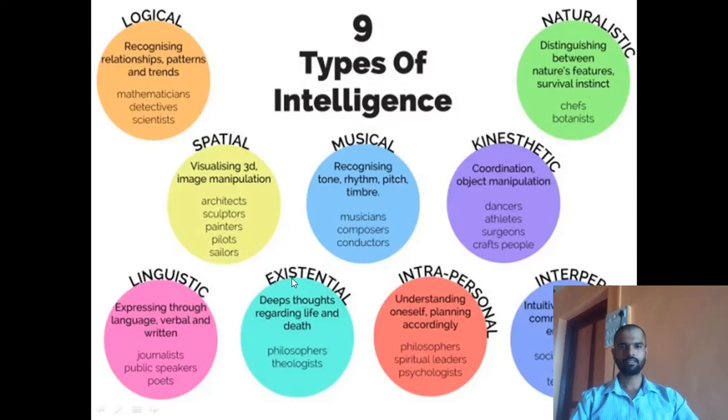Example is journalist. Next type is existential. It means deep thought regarding life and death. Examples are philosophers, theologists. Next type is intrapersonal, that means understanding oneself, planning accordingly. Examples are philosophers, spiritual leaders, etc. And last type is interpersonal intelligence, that is excellent communication, empathy. The examples are social workers, actors and teachers.